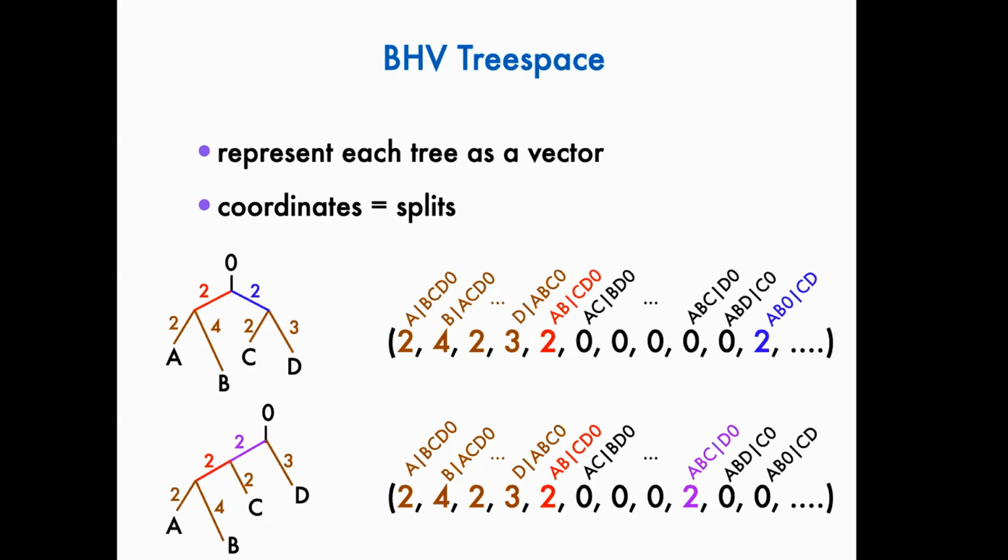Okay. But I told you. Hello, yeah, I have a quick question. Is there one coordinate for each partition of the leaves? Yes. Okay, cool. Thanks. Yeah, so that's why there's a huge number of coordinates, but most of them would be 0.